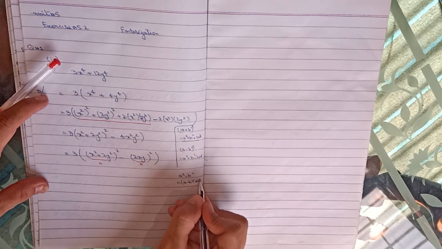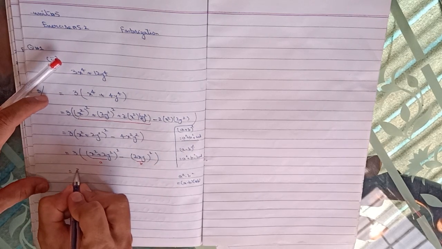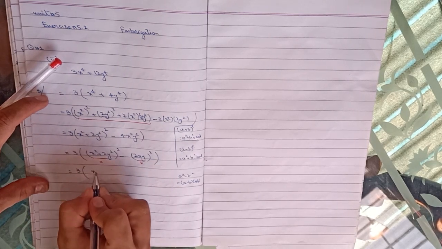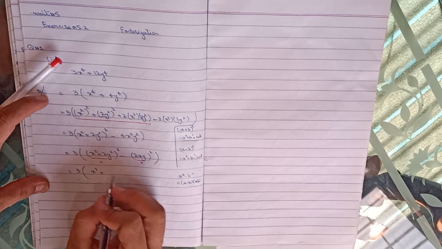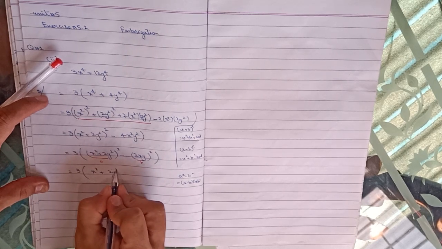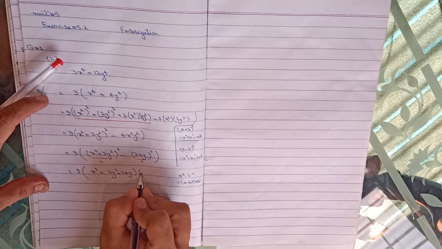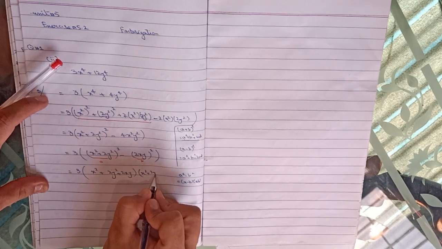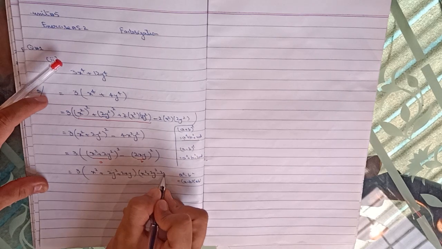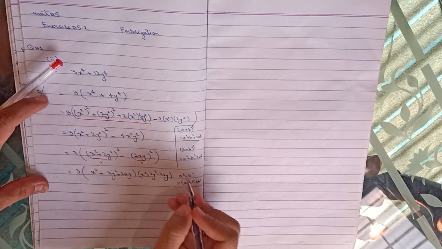So we add minus 2xy once and plus 2xy once: (x^2 + 2y^2 + 2xy)(x^2 + 2y^2 - 2xy). That's it.